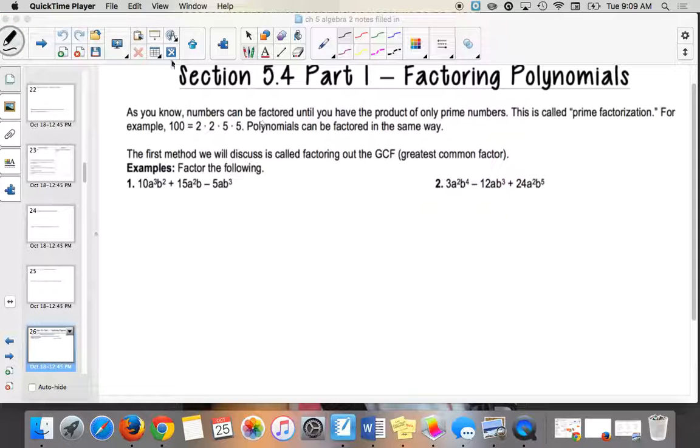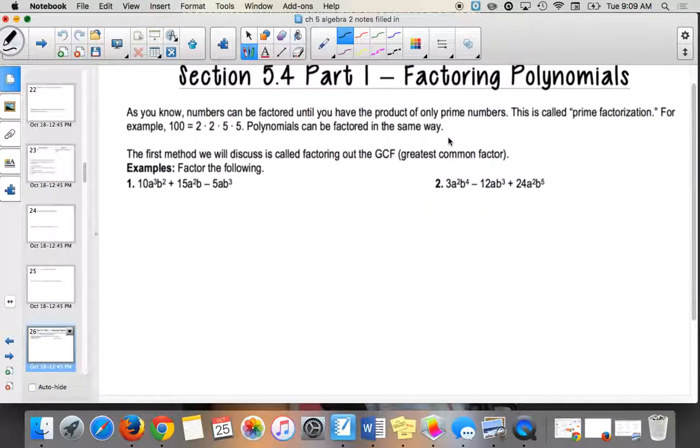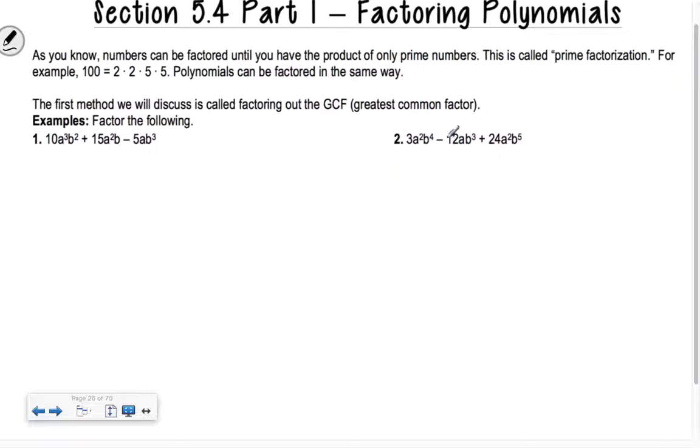Okay, so the first method that we're going to discuss is called pulling out a GCF, or a greatest common factor. Do you guys remember this one? So we look for something that is in common to all of the terms. So when I look at number 1, I have 10a cubed b squared plus 15a squared b and 5ab cubed. Let's talk about the numbers. 10, 15, and 5. What do they have in common?